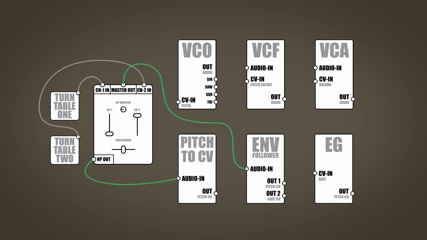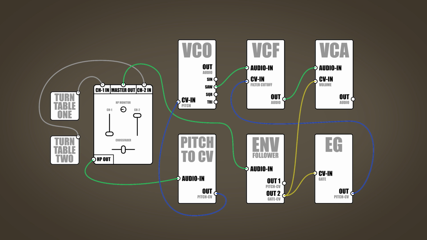The pitch CV output of the pitch to voltage module goes to the VCO. The audio output of the VCO goes to the audio input of the filter. The audio output of the filter goes to the audio input of the amplifier. The gate CV from the envelope follower gets split. One signal goes to an envelope generator controlling the filter cutoff. Every time the crossfader is opened, it starts a filter sweep. The second gate goes directly to the amplifier.